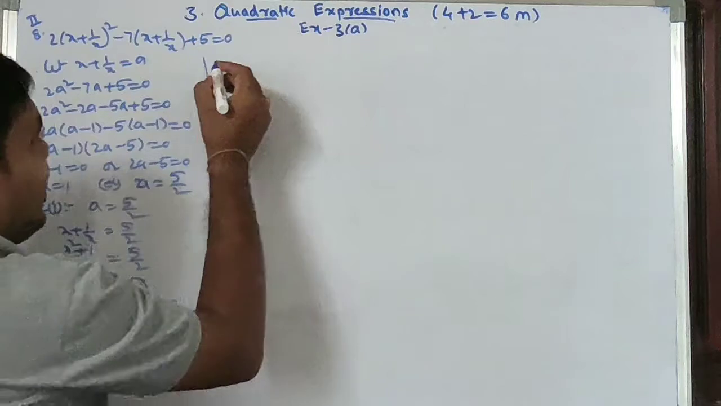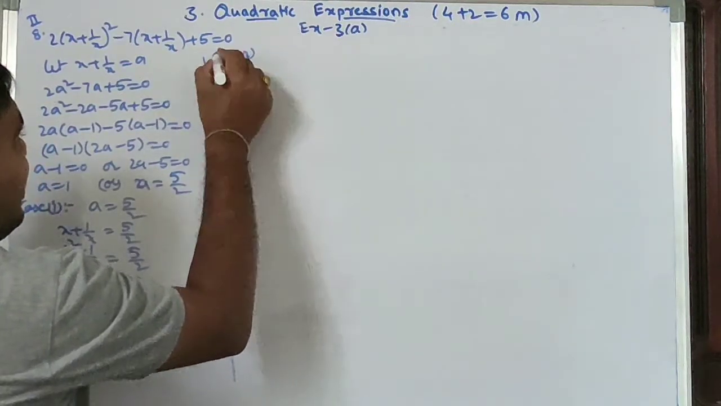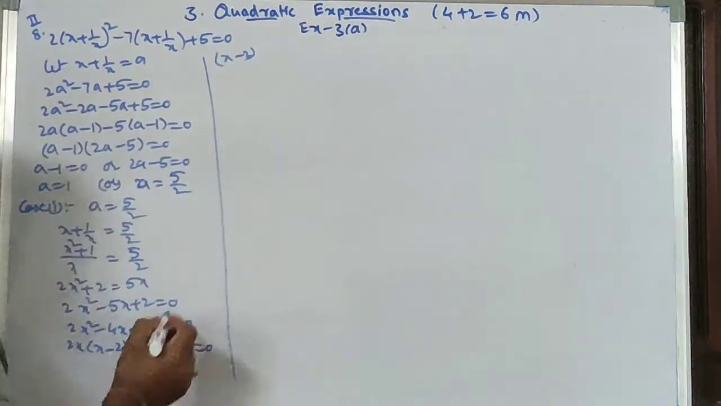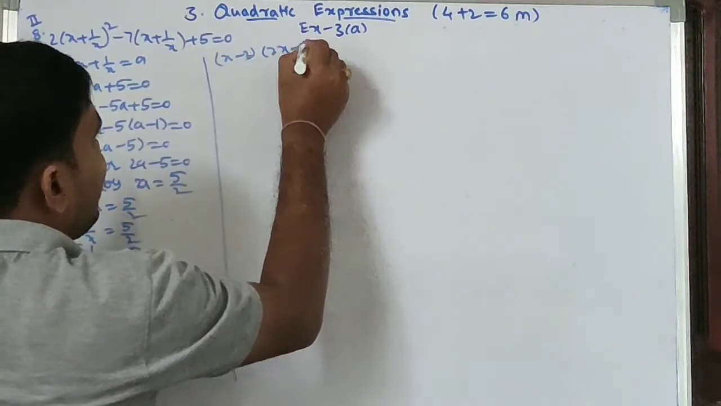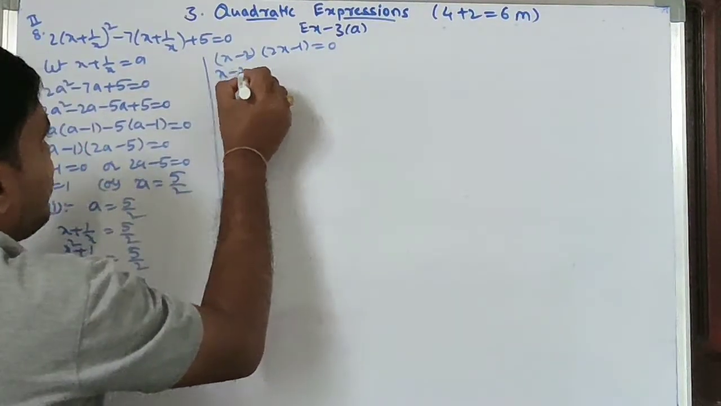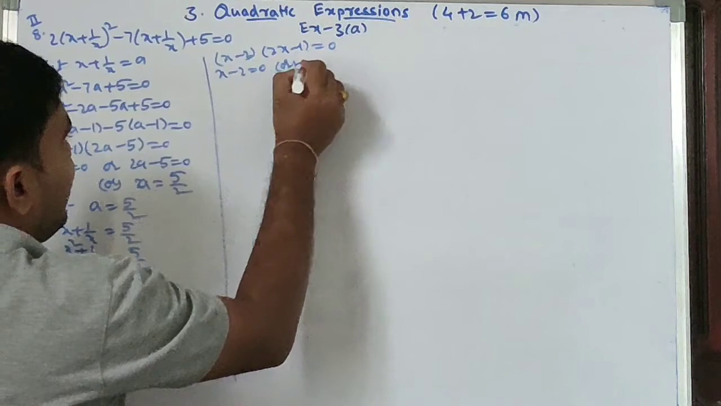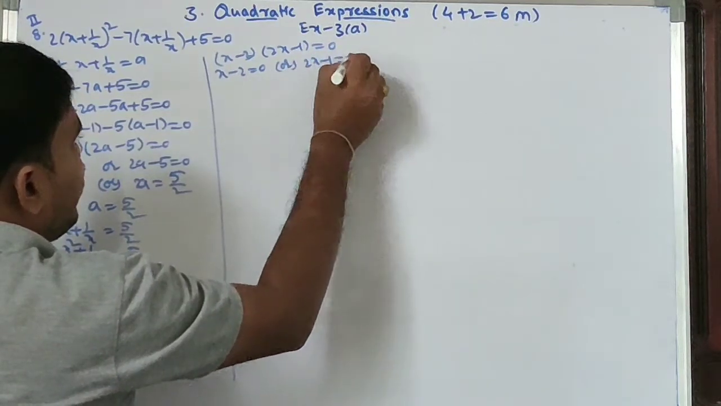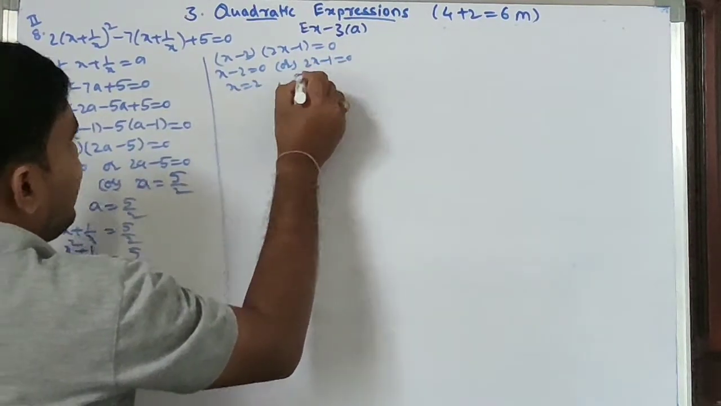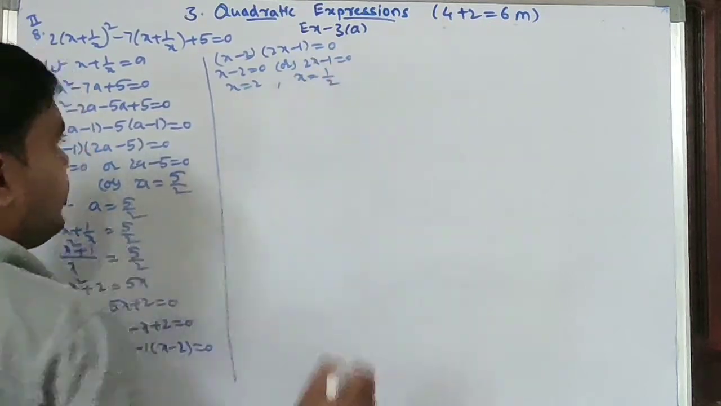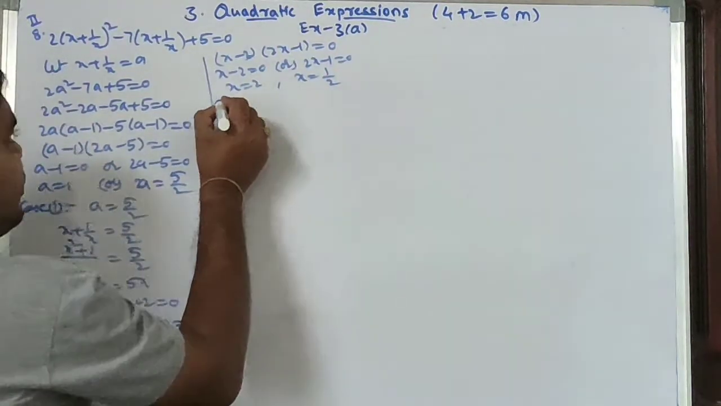Next, I am taking x minus 2 common. If we are taking x minus 2 common, we are getting 2x minus 1 equal to 0. Either x minus 2 equal to 0 or 2x minus 1 equal to 0. x equal to 2, x equal to 1 by 2. Next, case 2.